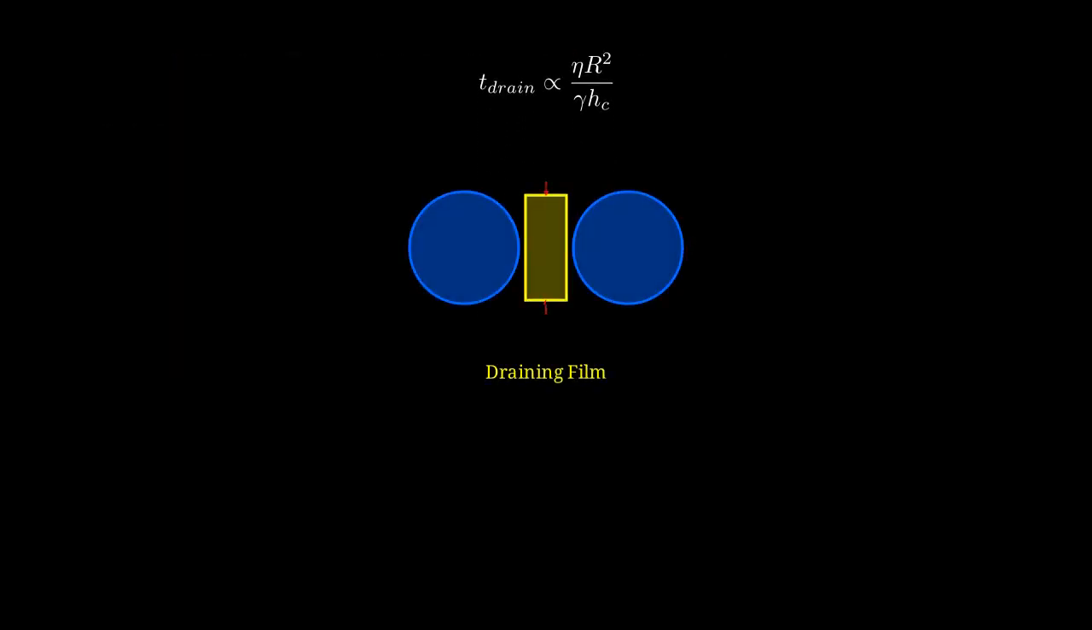Here we visualize two approaching droplets. The yellow region between them is the draining film of continuous phase. Red arrows indicate drainage direction. If drainage is too fast, coalescence occurs. If slow enough, the structure can be kinetically trapped.